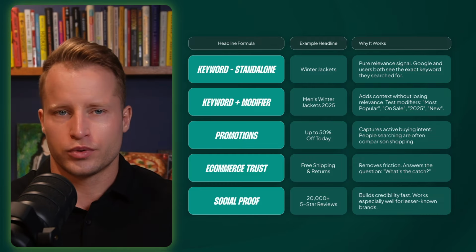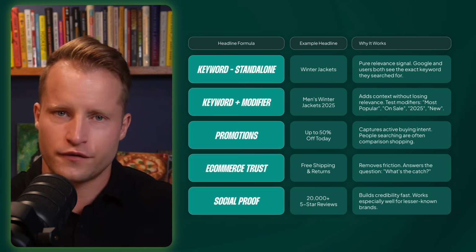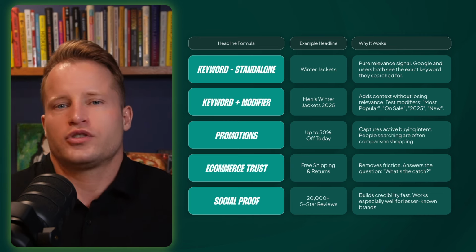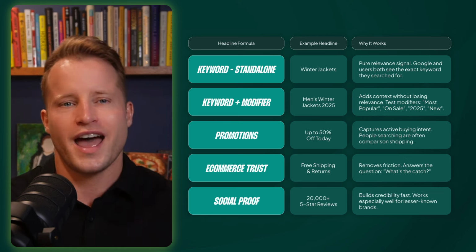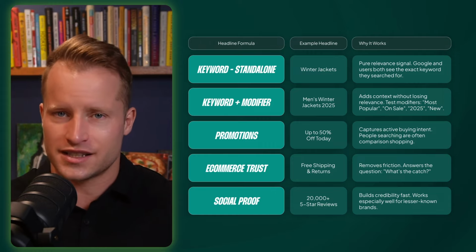And the last one is social proof. If you have 20,000 5-star reviews, then that builds credibility, and it works really, really well, especially if you're not that well known. Then having some kind of social proof, and it doesn't have to be this particular thing.